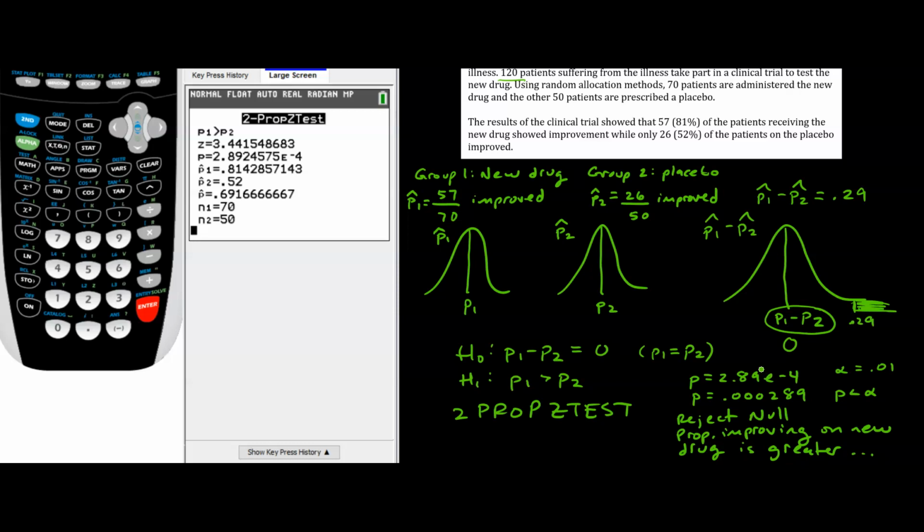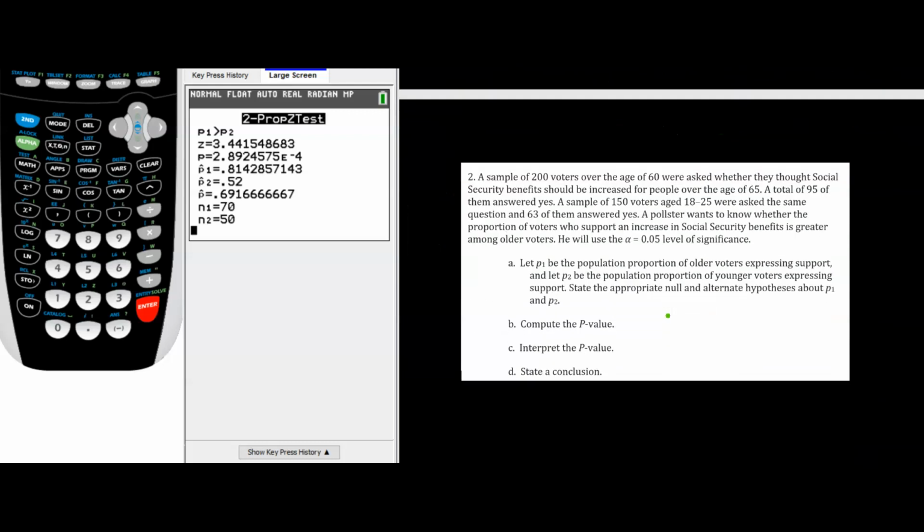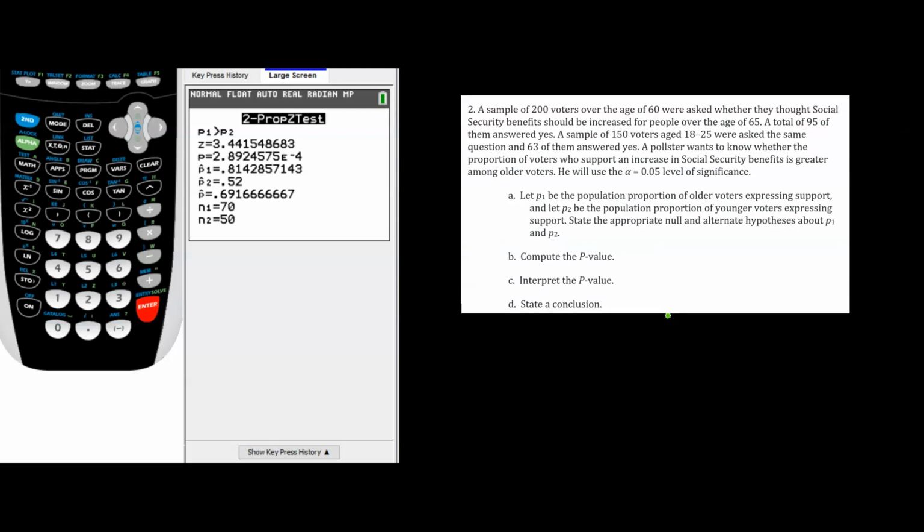Okay, let's take a look at another example, and I won't go through as much theory in this example. It says a sample of 200 voters over the age of 60 were asked whether they thought Social Security benefits should be increased for people over the age of 65. A total of 95 of them answered yes. So 95 out of the 200 said yes. Then there's another sample of 150 young voters between the ages of 18 and 25 that were asked the same question, and 63 of them answered yes.